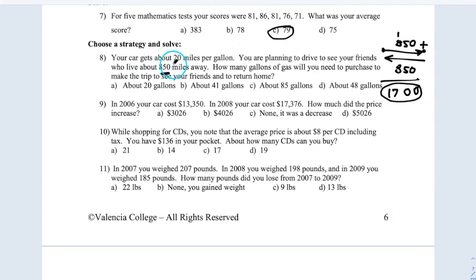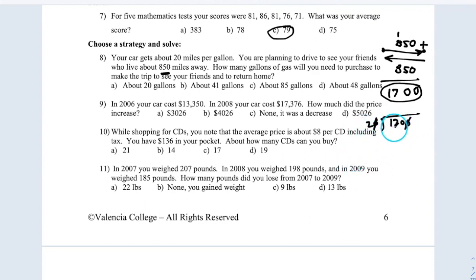Now, the car gives you 20 miles per gallon. How many gallons do you use? So if this is the total distance and you get 20 miles for every gallon, you just divide 1,700 by the 20. The answer will give you the amount of gallons that you use. So 1,700 by 20, I can cancel 1 0 to make my life easier. You see 1 0, 1 0, and now I have 170 divided by 2.